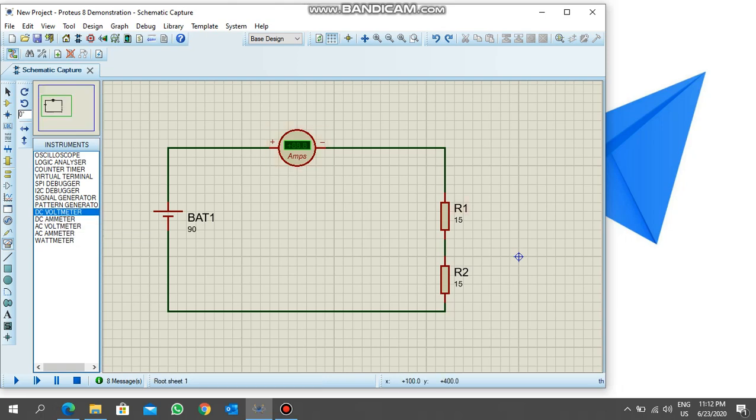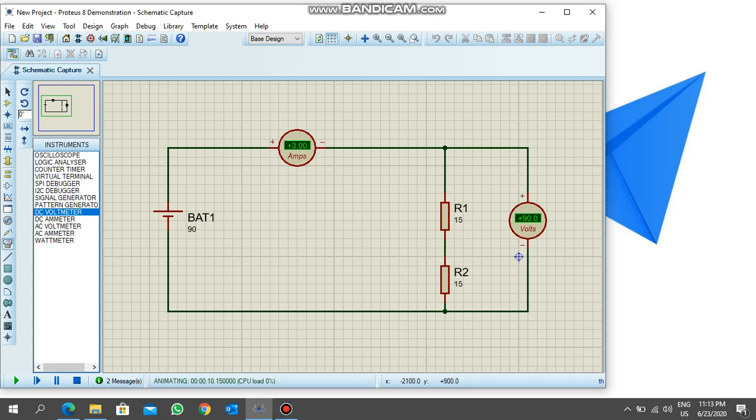We can place one DC voltmeter here and connect it in parallel. And now just run the simulation. Here you can see the value the voltmeter is showing is 90 volts. 90 volts is also our battery voltage, so it's showing the correct value. This is the first way to check.